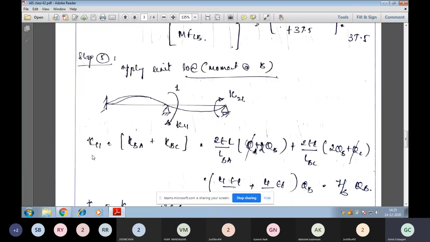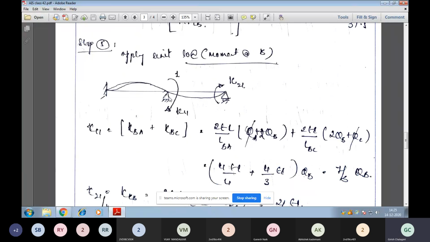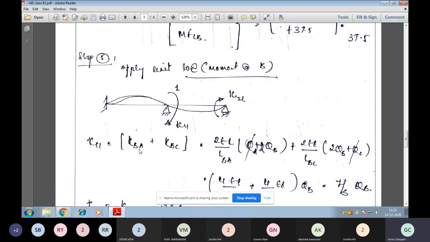So K11 means what? Stiffness at B joint. At B joint we have two members, KBA and KBC. So there are two stiffnesses adding here, KBA plus KBC. That will become K11. For K21, what happens? Only one member, that will be KCB. So K11 is the stiffness of member BA plus the stiffness of member BC.